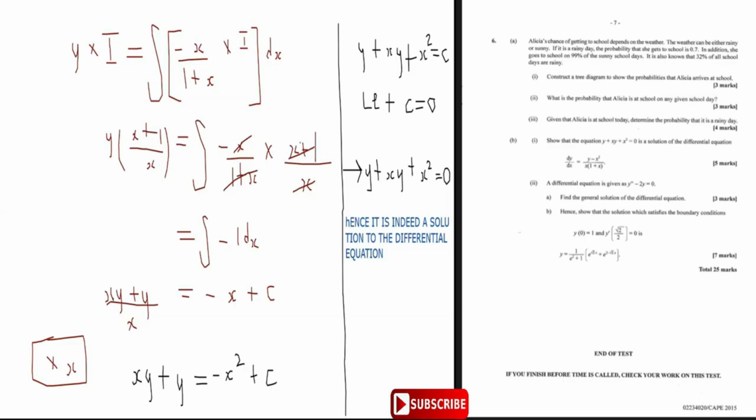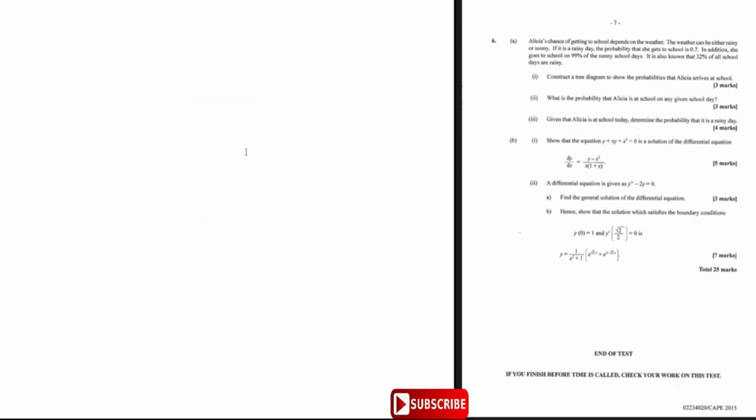The second part of the question says, a differential equation is given by y double prime minus 2y is equal to 0. It says find the general solution. To find the general solution, we first solve the auxiliary equation.